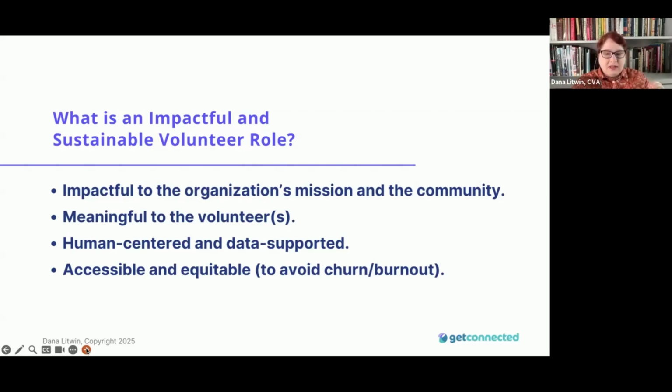But also we want to think about a sustainable volunteer role as one that is accessible and equitable to avoid churn and burnout. One of the biggest things that I hear about as a consultant and throughout my career is that flake factor, where people join and they drop and they join and they drop. So this is helping to create a solution for that.